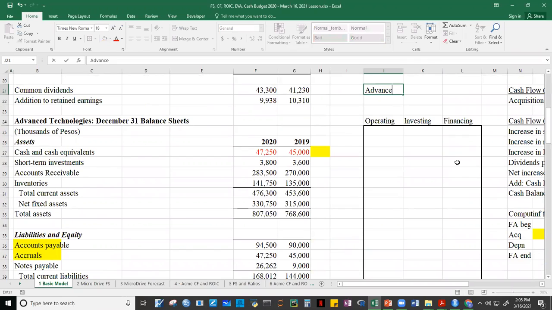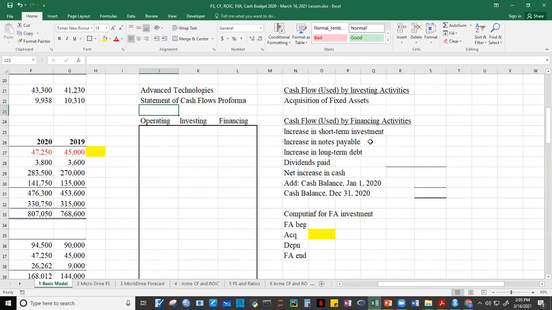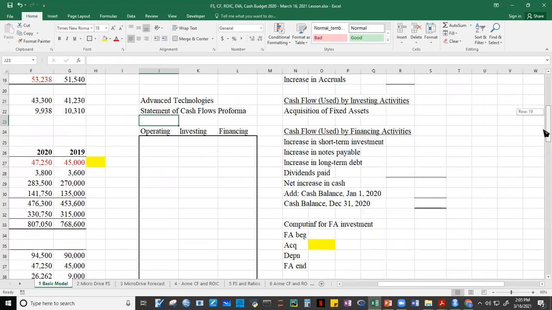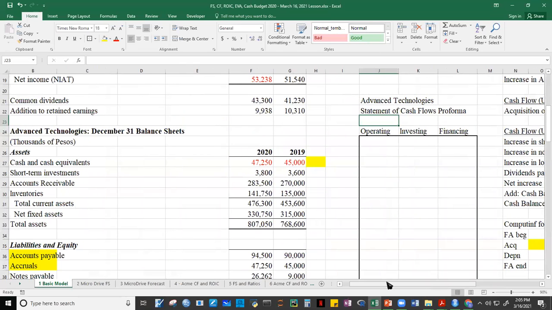Advanced Technologies, statement of cash flows, pro forma, or template. Ginagawa natin siya ng template kasi once na magawa natin to, guys, it's so easy to convert it into the formal statement. Ito na yung formal statement, no? So bago natin gawin tong formal statement na to, it's best to come up with a pro forma. So what's this statement of cash flows all about? Looks like hindi natin matatapos to, pero at least masimulan natin.